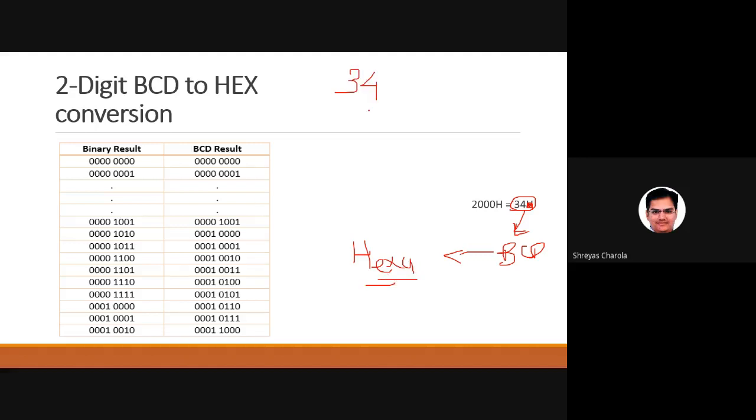First, you have 34. So we need to separate these two numbers. How are you able to do that? You can do the AND operation with F0. What should be the answer if we do the AND operation? You know about this logic operation. When you do the AND operation of 34 with F0, what is the answer? What will be the answer?